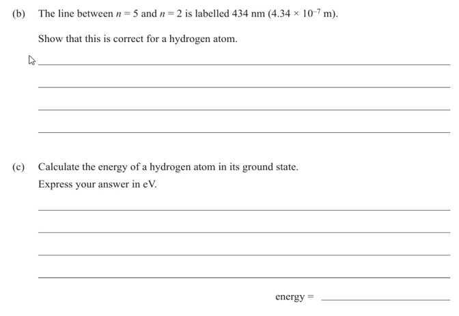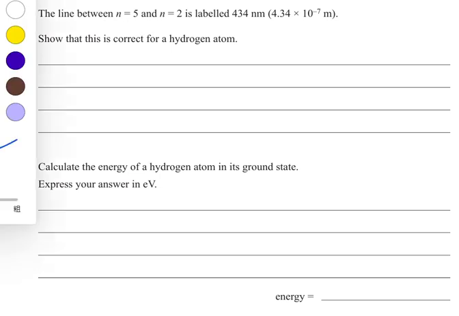Now let's look at these two questions and do some math. These two questions are still from paper 2010, questions 1B and 1C. For B, the line between n=5 and n=2 is labeled 434 nanometers. Show that this is correct for the hydrogen atom.